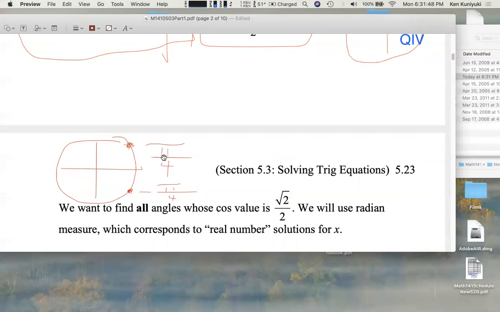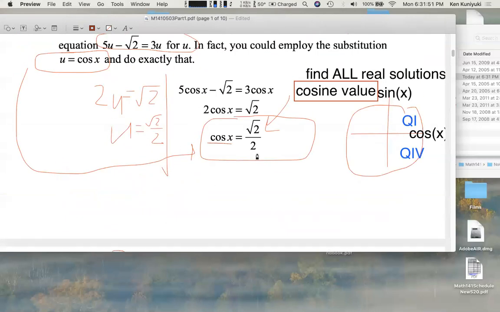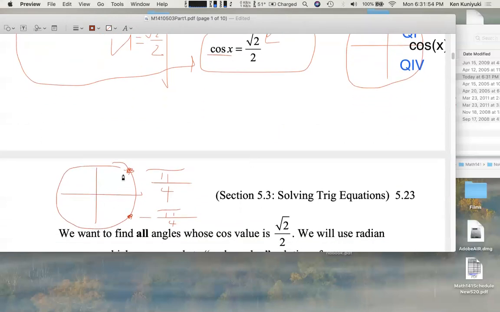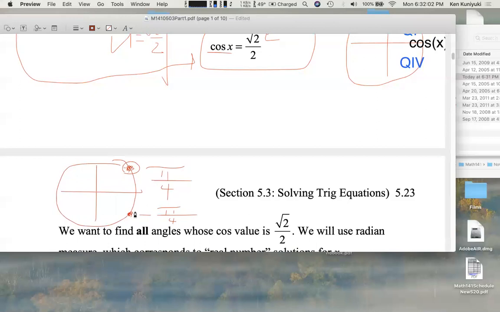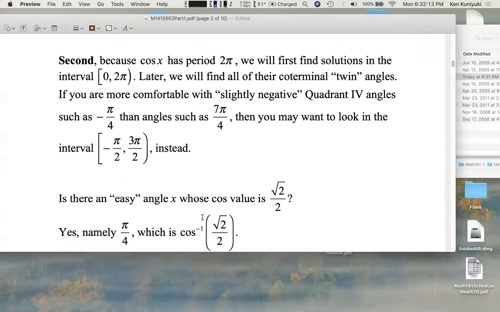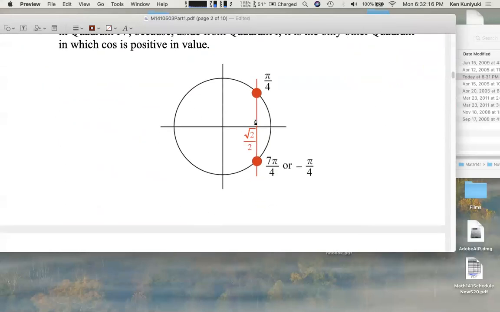So what is our solution set for this equation, cosine of x equals root 2 over 2? I want any representative for this point over here and all its coterminal twins, basically all the representative angles for this point. And I want all the representatives for this point. So I pick one representative, and then I take all of its coterminal angles. By the way, remember these points here correspond to a horizontal coordinate of root 2 over 2. Remember the horizontal coordinate is cosine of x, the cosine value of the angle.